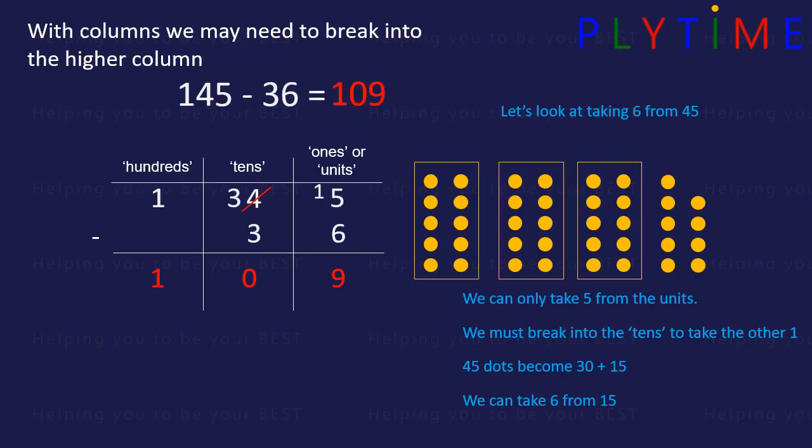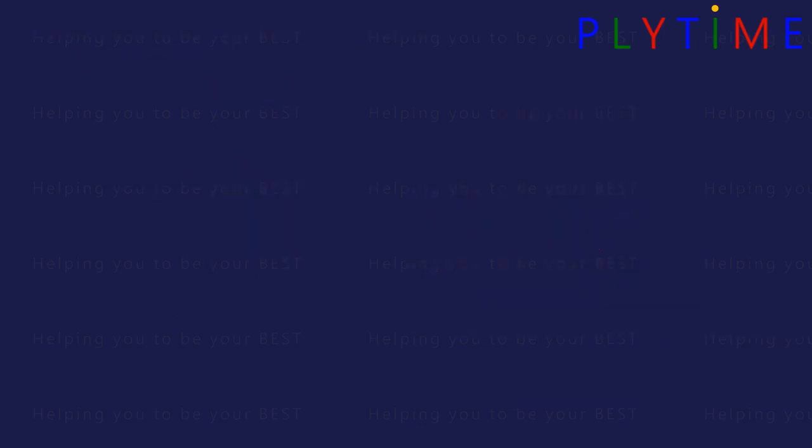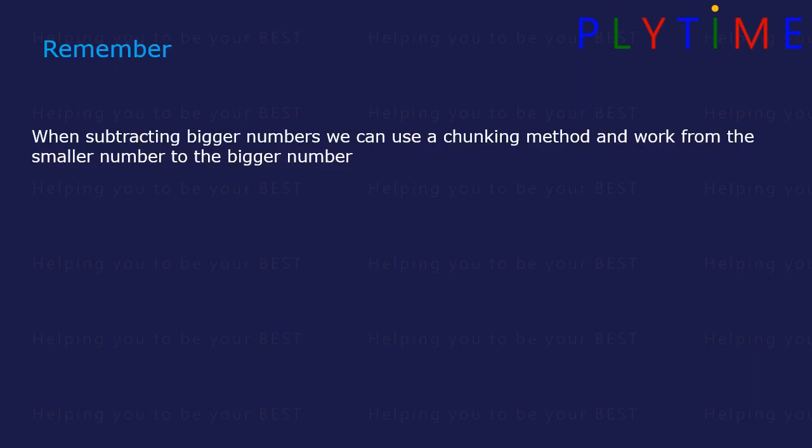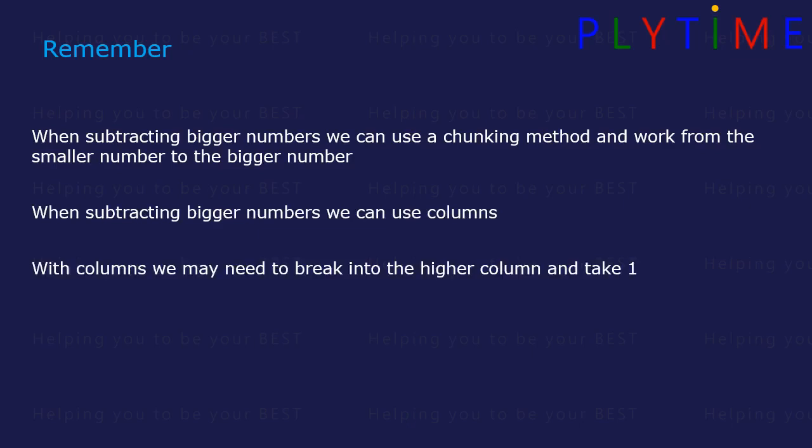Remember, when subtracting bigger numbers, we can use a chunking method and work from the smaller number to the bigger number. When subtracting bigger numbers, we can use columns. With columns, we may need to break into the higher column and exchange 1 for 10 units.